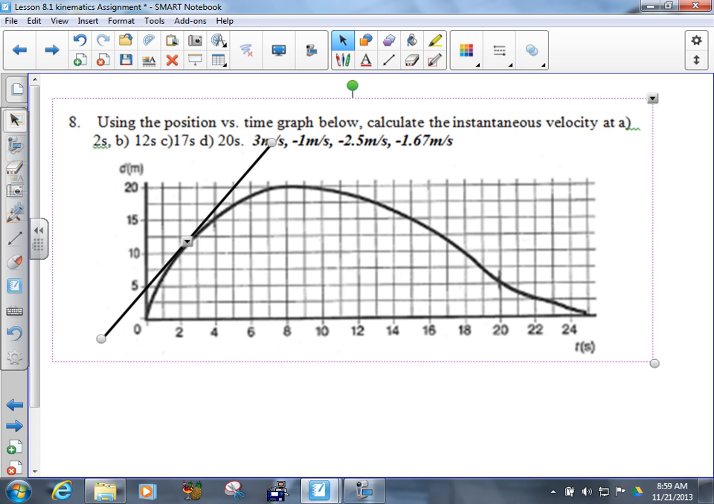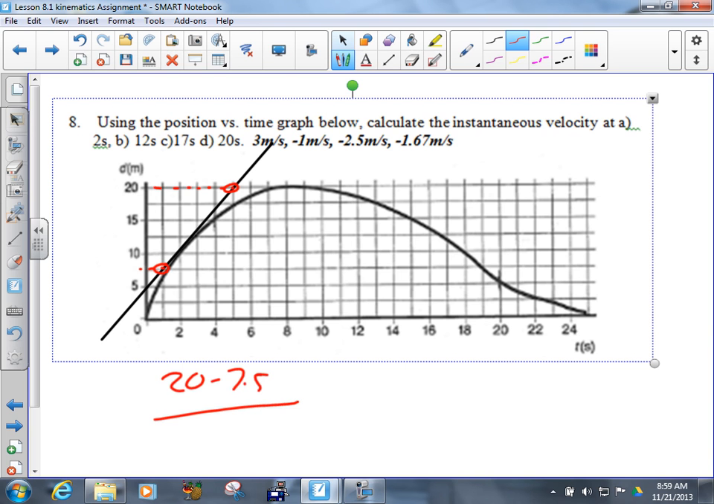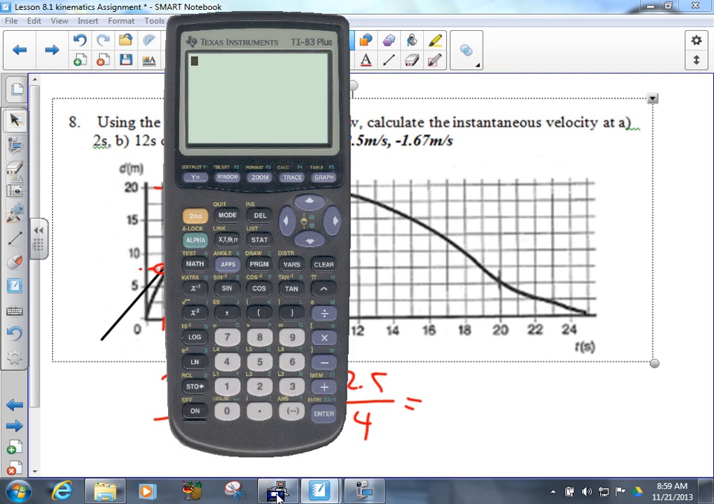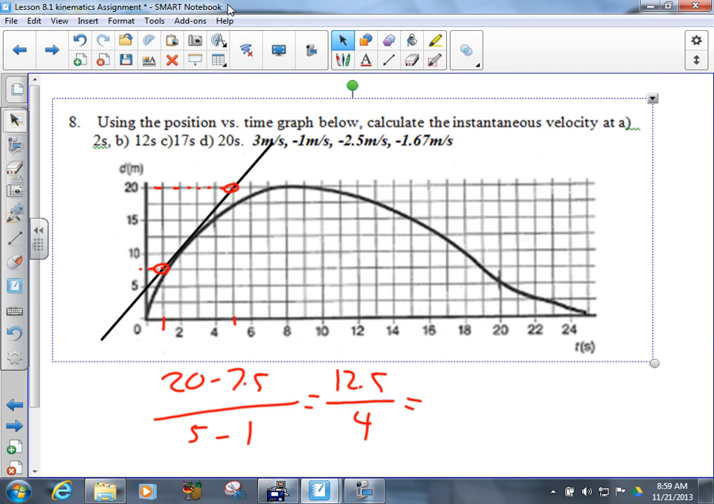Is that long enough to calculate the slope of? Sure it is. Okay, so I just need to find two grid intersections. There's one, and there's one. Okay, so I'll have 20 minus 7.5 over 5 minus 1. Okay, so that's going to be 12.5 over 4. It's not going to be quite 3 this time, but 3.125. Okay, so it's close.